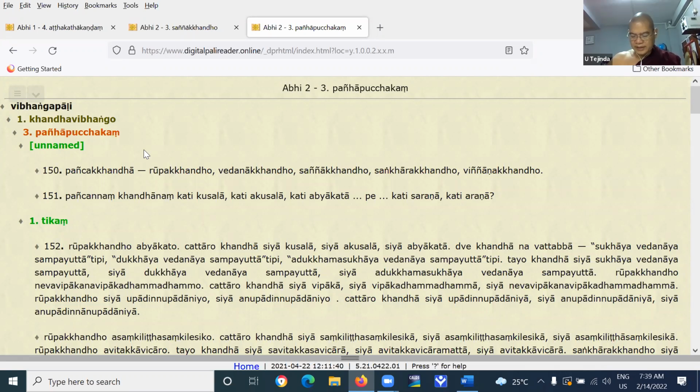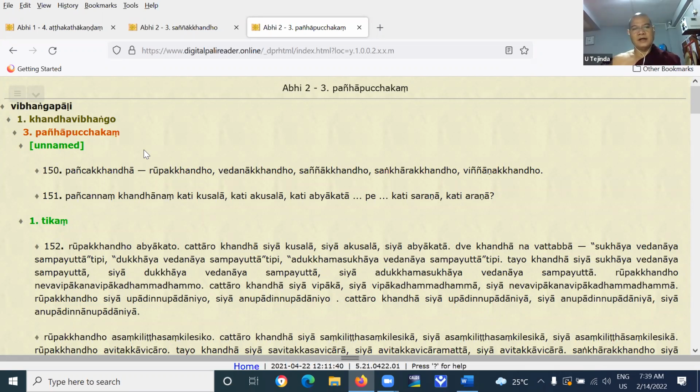So here the question is coming. Of the five aggregates, how many are good? How many are kusala? So the five khanda will be analyzed with all the tika and duka by questioning. So the question will be made. The five khanda, how many of them are kusala, akusala, abyakata?